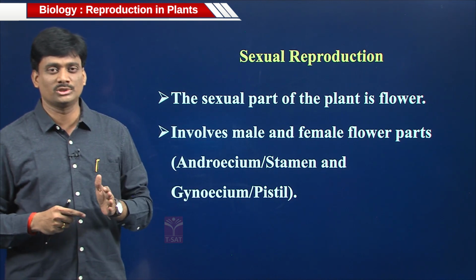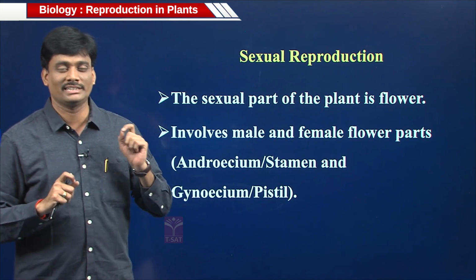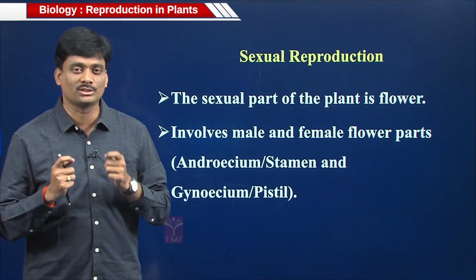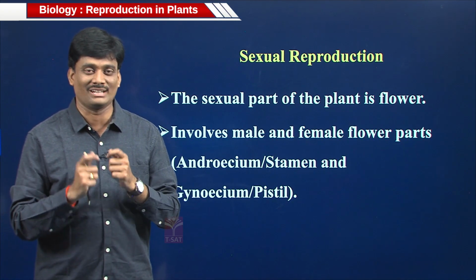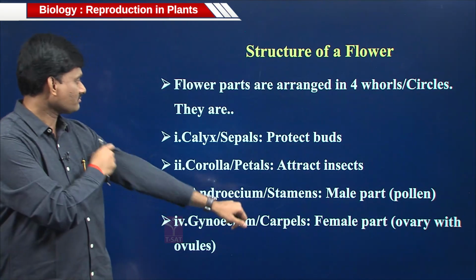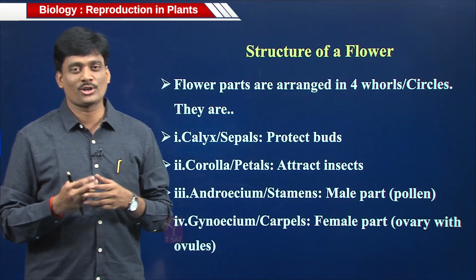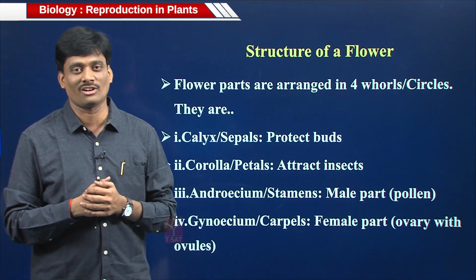There you are going to observe male and female sexual organs within the flower. They are androecium and gynoecium. Androecium is also called a stamen, and gynoecium is also called a pistil. And to understand the sexual reproduction in plants, definitely we have to know the structure of the flower.